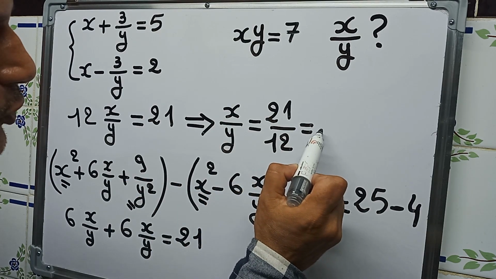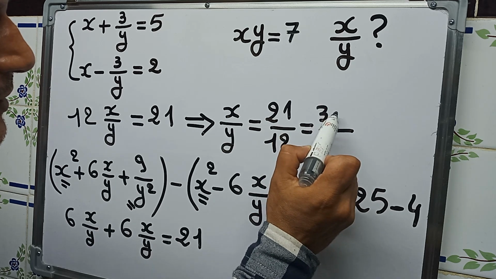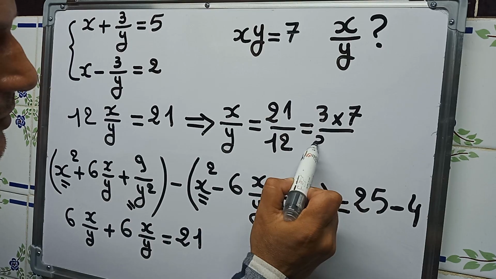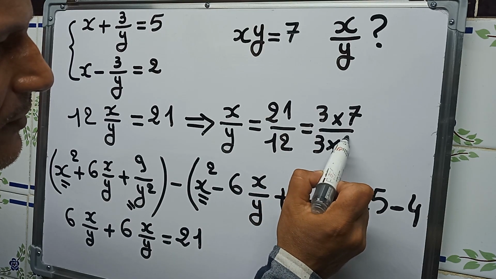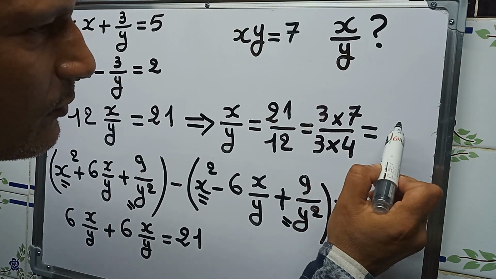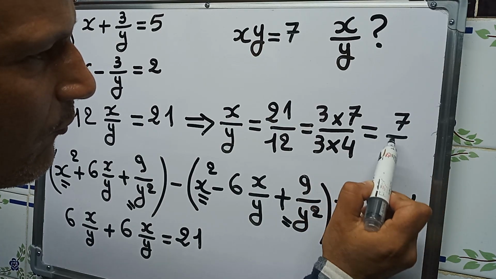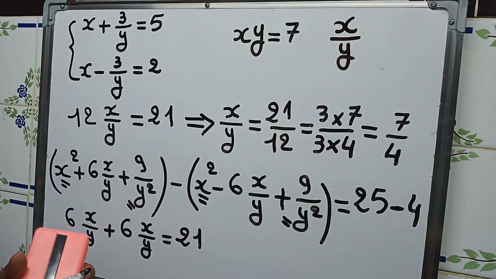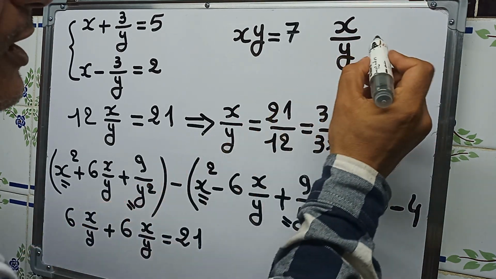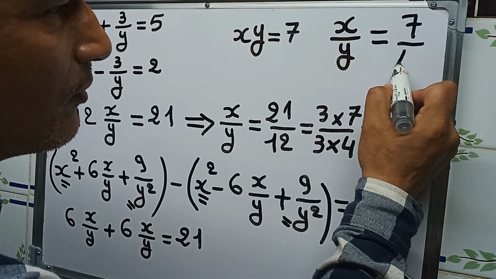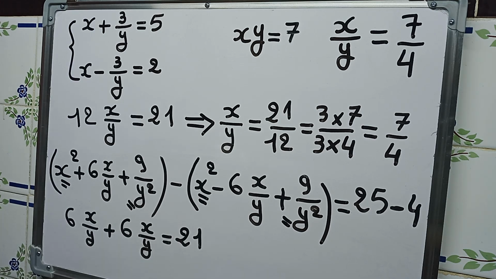Of course, 21 is 3 times 7, and 12 is 3 times 4. So cancelling 3 here, it's equal to 7 over 4. So the value of x over y is x over y equals 7 over 4. And this, of course, concludes our problem.